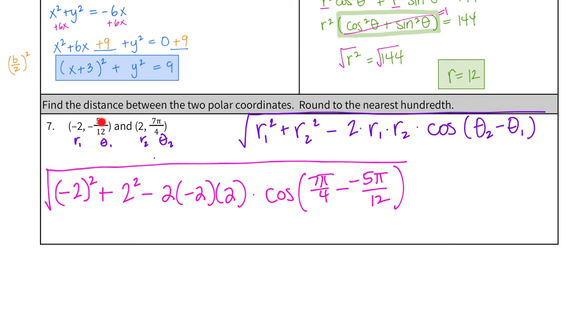Just a little bit of a heads up. You have to look at the way your angles are being measured. These are radians. So when you type this into your calculator, make sure that it is in radian mode. Okay, so give me a second to type this in and let me give you an answer. Okay, I get, when I type this in, 3.86. So that would be the distance between those two polar coordinates.